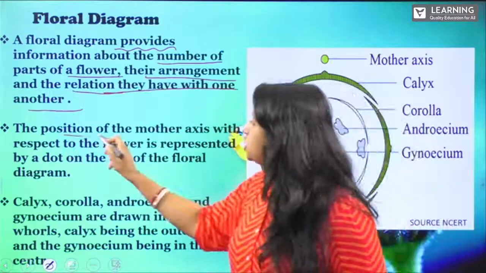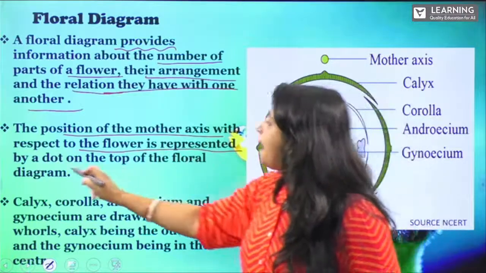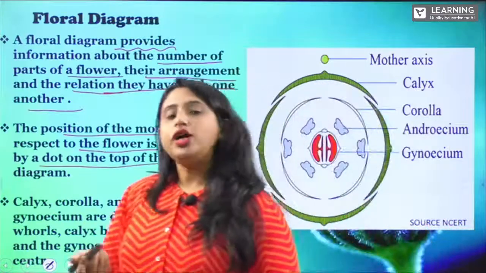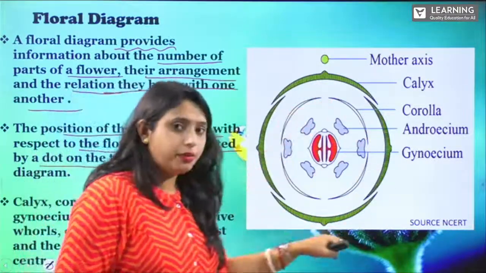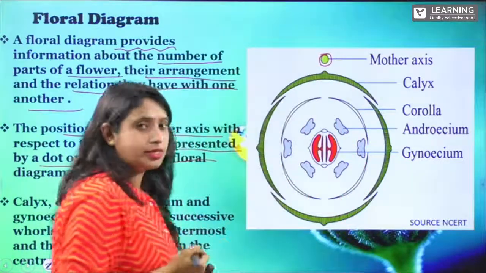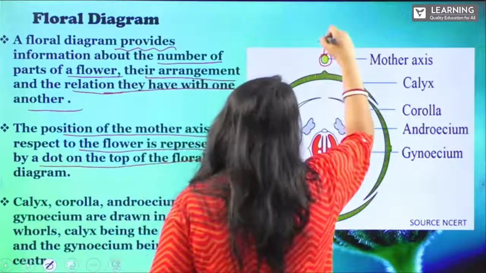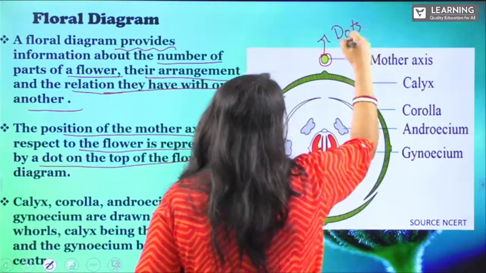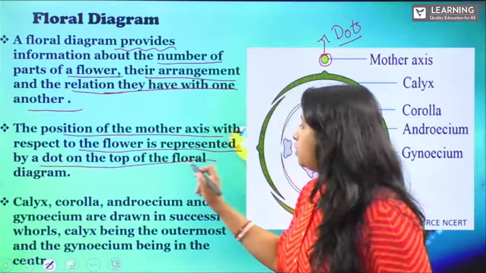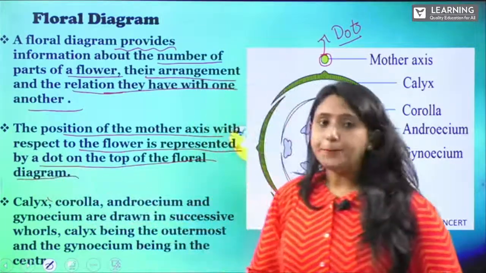The position of the mother axis with respect to the flower is represented by a dot on the top of the floral diagram. As you can see, this is a floral diagram. Which one is the mother axis? This is your mother axis. So the position of the mother axis is represented with the help of a dot on the top of the floral diagram, which shows the various parts.